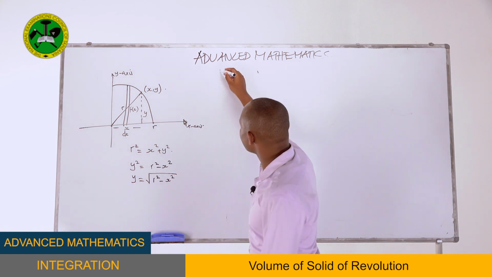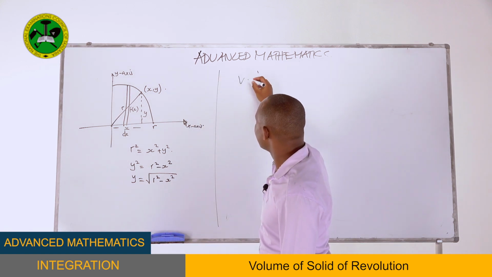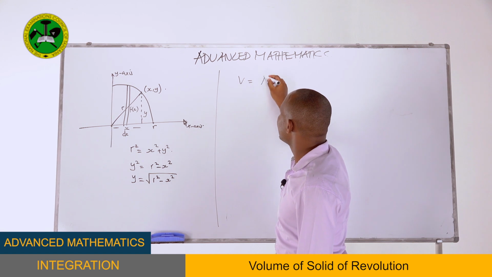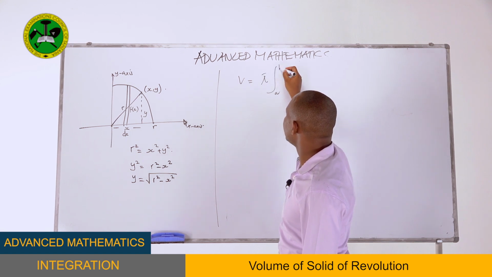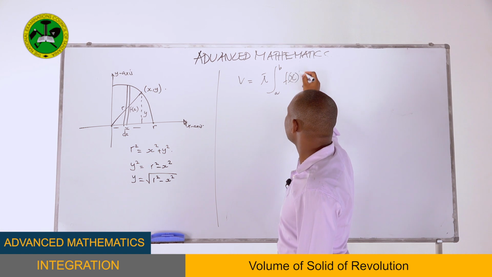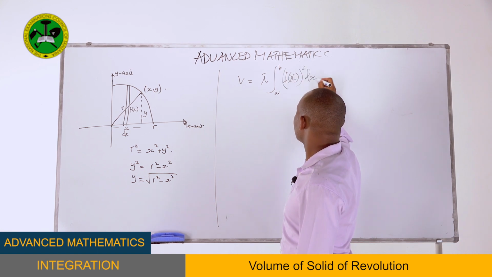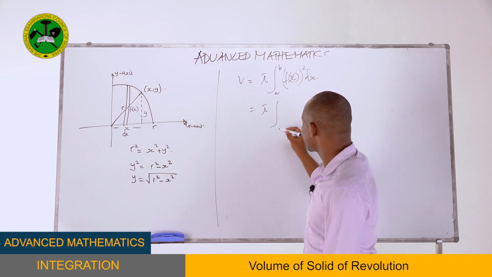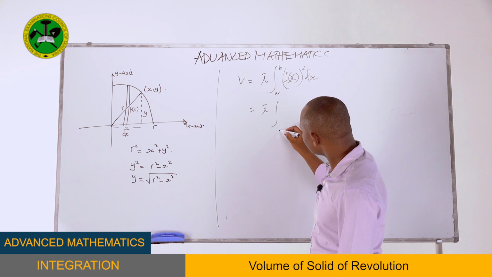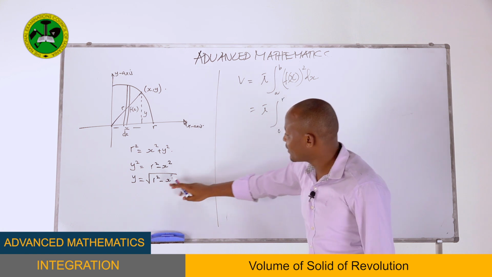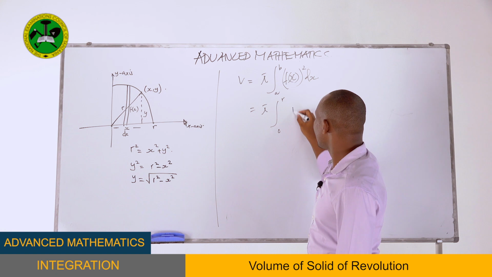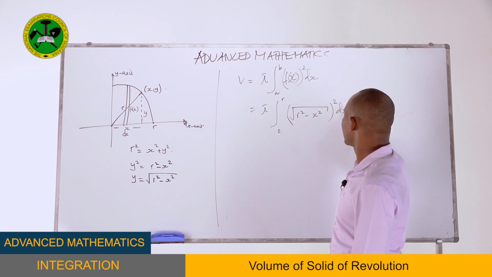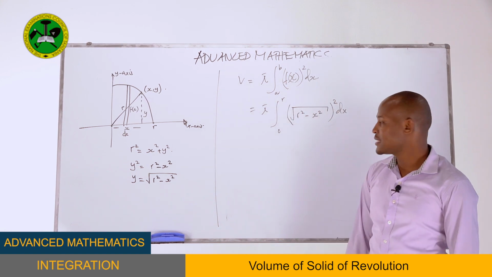Now let's check it out. We know that the volume of a solid of revolution is found by this formula, from a to b, f of x, all of that squared, dx. That is to say pi, and we shall start from 0 to r, and our function is that one. So we have the square root of r squared minus x squared, and all of that is squared, dx. That is how it will look.